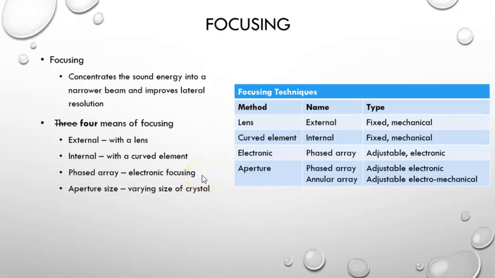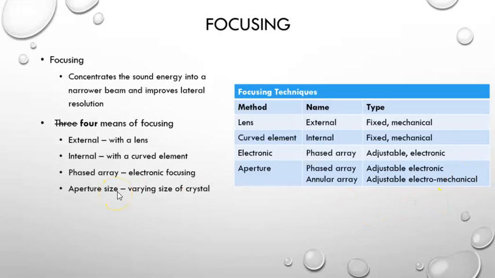Then there's something called phased array, which is electronic focusing. We haven't talked about what phased array is yet, but this is what we do every single day when we use transducers that we just pick up and place on the body. These are all phased array transducers. They are adjustable and they are electronic. So how can you tell if it's a phased array transducer? Is it adjustable? If your machine has an adjustable focus, it's phased array. There you go.